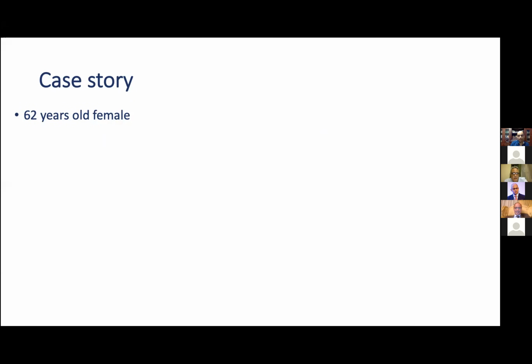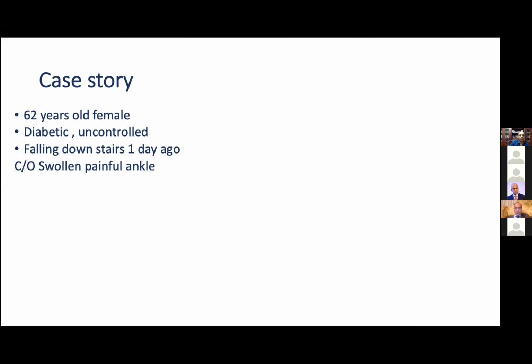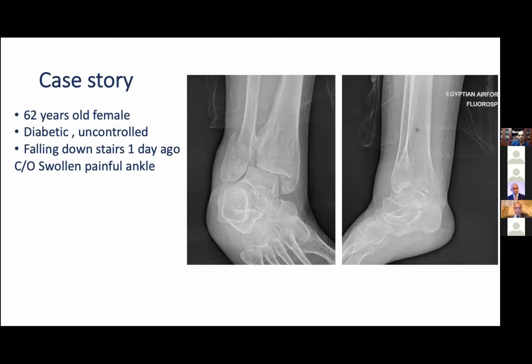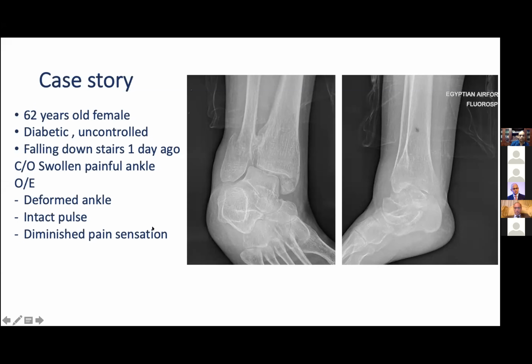This is the first case. She is a 62-year-old female. She's diabetic, with uncontrolled diabetes. She simply fell downstairs one day ago, just 2 steps, and she had a swollen, painful ankle, and this is her X-ray, as you see here. When we examined her, we found a deformed ankle with an intact pulse. We have a swollen ankle. Examination of the skin shows diminished pain sensation, hypoesthesia in most of her feet.